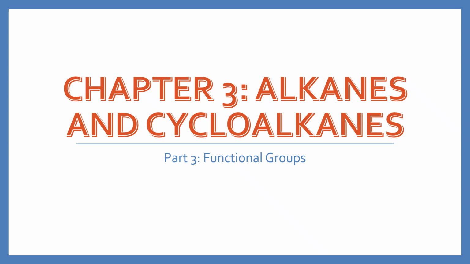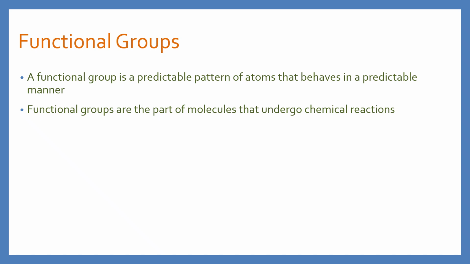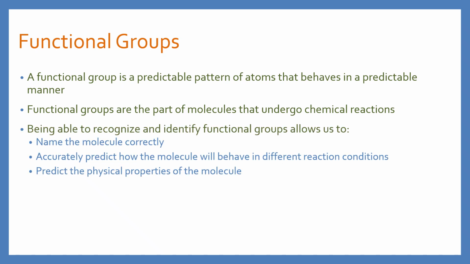Chapter 3, Part 3, Functional Groups. A functional group is a predictable pattern of atoms that behaves in a predictable manner. Functional groups are the part of molecules that undergo chemical reactions.